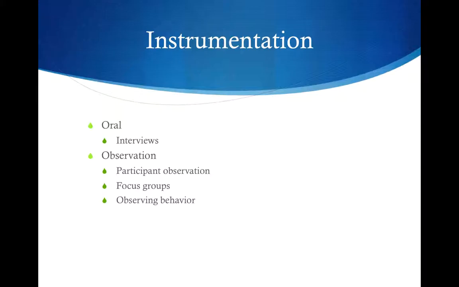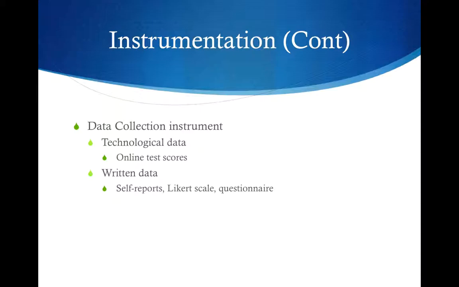So there's different instrumentations that you can use. I work at a school, so I'm going to kind of go with which school ones would be. So orally would be interviews. So if you're talking with students and staff one-on-one, that kind of thing. Observational instrumentation would be usually participant observation. So you'd be sitting there watching behaviors of certain groups of students or a focus group of students and watching what they do. Collecting data technologically through online test scores or written data and self-reports, Likert scales of like highly agree, disagree, that kind of thing. Using questionnaires, needs assessments, that kind of stuff.